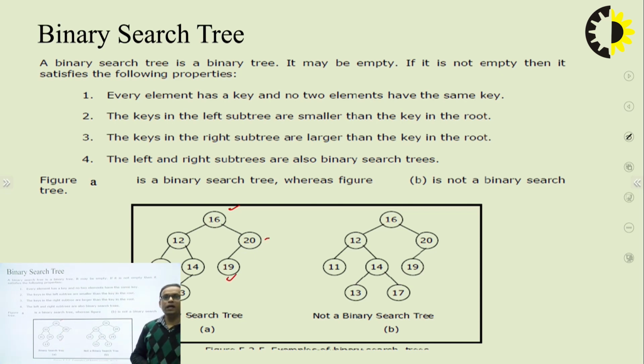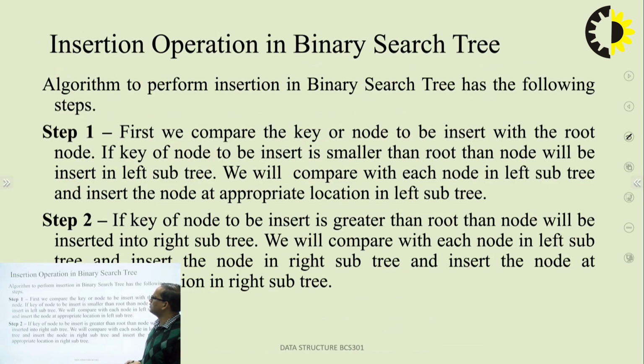So a binary search tree is a binary tree in which every node has a unique key, and all values lesser than a particular node belong to the left subtree of that node, and all keys greater than that node's value belong to the right subtree of that node. Let us perform the insertion operation in a binary search tree.